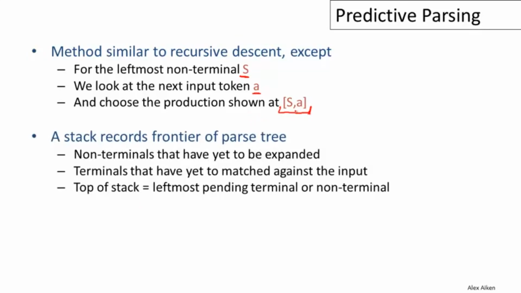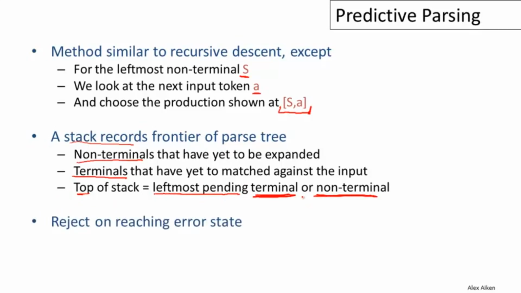And instead of using recursive functions to trace out the parse tree, we're going to have a stack of records that can record the frontier. And so at any point in the parse tree, we will have some non-terminals that have yet to be expanded. Those are always at the frontier, at the current leaves of the parse tree. And also there are some terminals that we have yet to match against. And those will all be recorded on a stack. And the important property of the stack is that the leftmost pending terminal or non-terminal is always at the top of the stack. So either the terminal we're trying to match or the non-terminal we're trying to expand will always be on top of our stack.